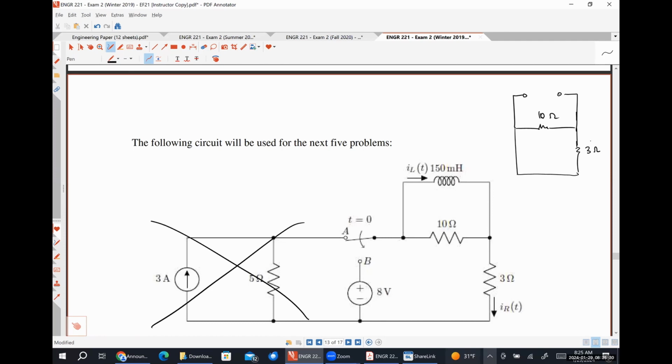And so it looks like 10 and 3 in parallel, as seen from the inductor. Yes, so take the inductor out, look in through the inductor's terminals at the dead network, which means our voltage source here looks like a short circuit, which is why the 3 looks like it's in parallel. So let's draw it.